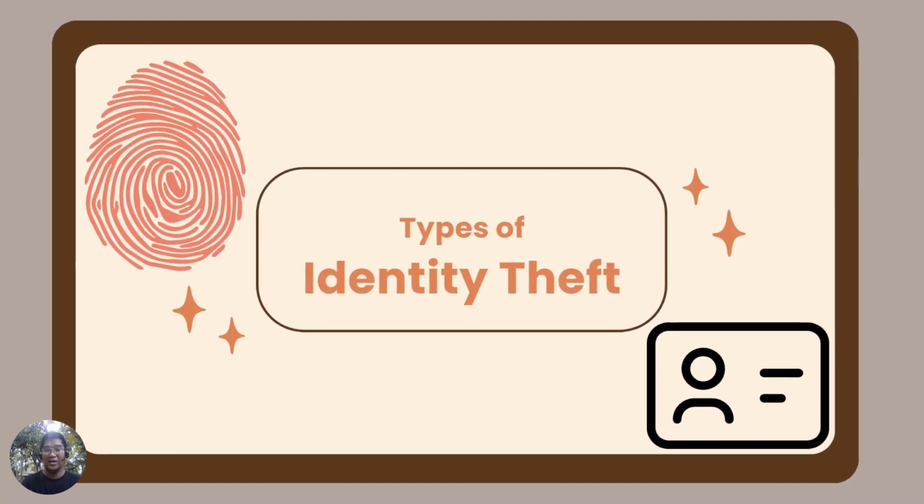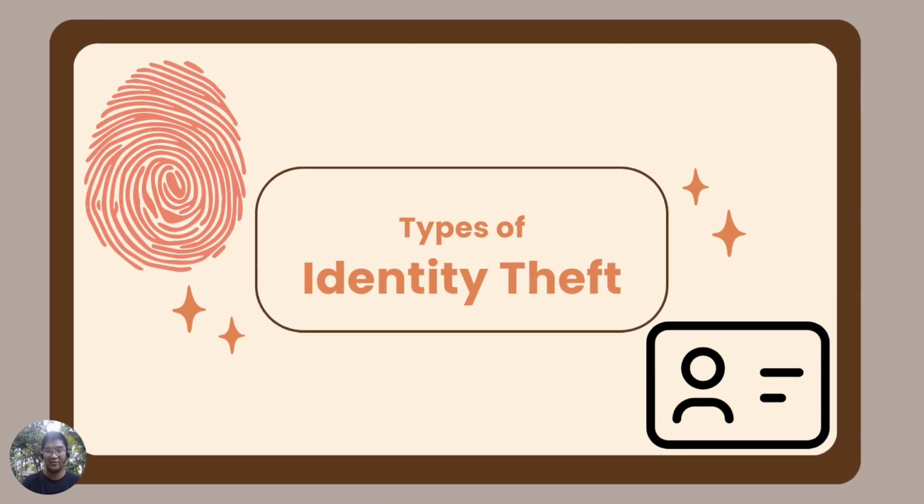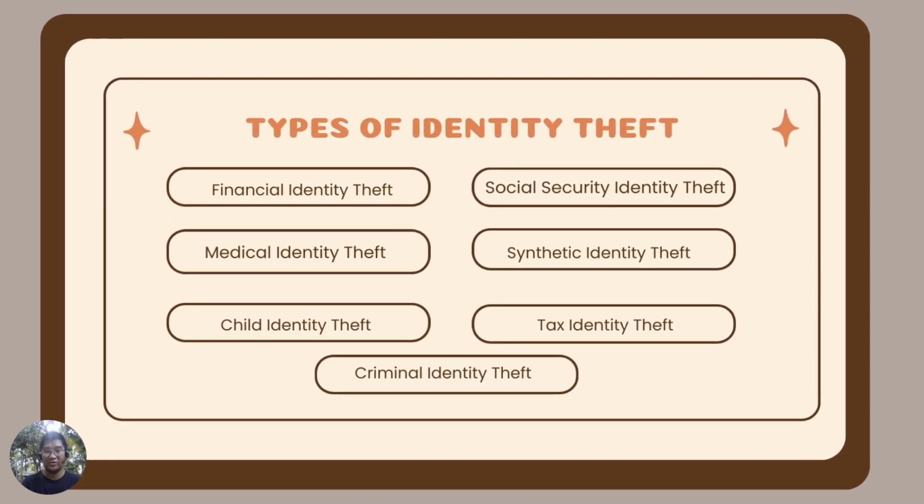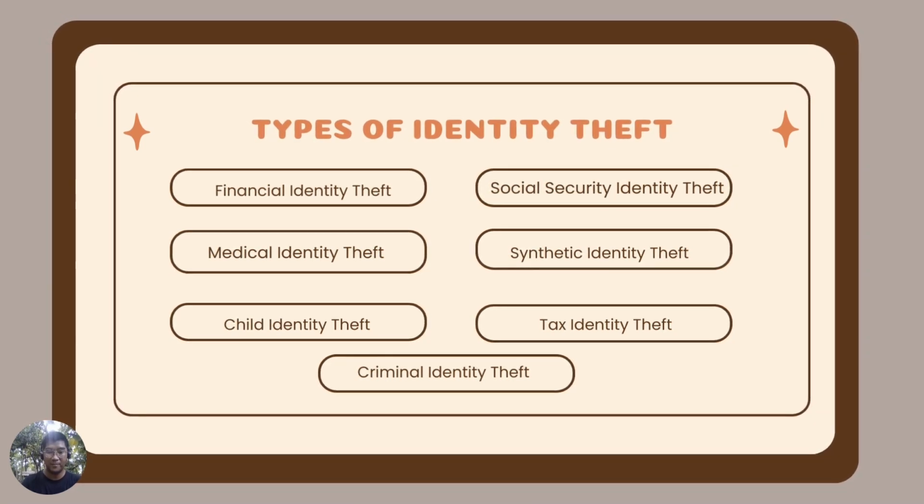Next up, we actually have seven types of identity theft. What are those? First, financial identity theft. Second, social security identity theft. Third, medical identity theft. Fourth, synthetic identity theft. Fifth, child identity theft. Sixth, tax identity theft. And the seventh and last one is criminal identity theft.